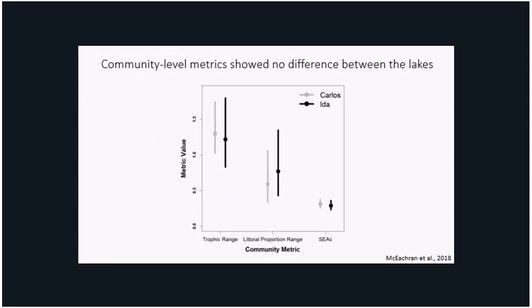However, we didn't find any difference in community level metrics. This graph shows the Bayesian credible intervals for each of these values. So we didn't find a difference in the trophic range in terms of the size of the food web, nor did we find a difference in the range of littoral proportion among the different fish species. Additionally, the overall niche ellipse for the entire fish community was not significantly different between the two lakes.